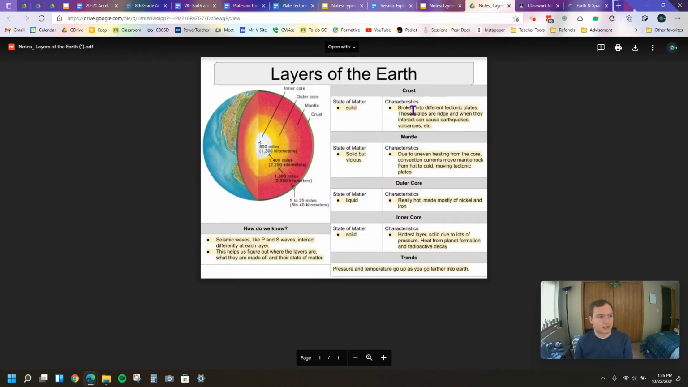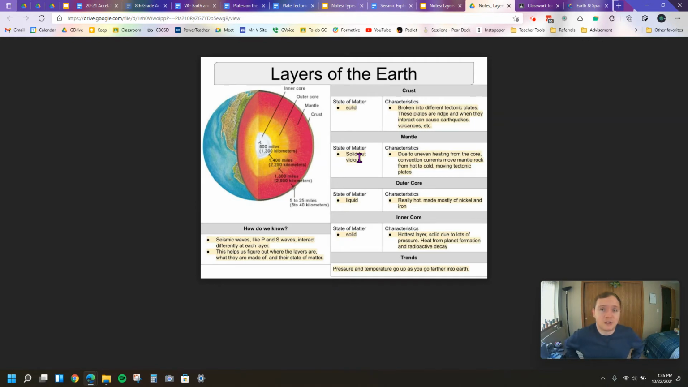So we have our different layers here on the right. And so we have our solid crust, the solid viscous. Viscous means it can flow. So that's when I said in the videos last week, how the mantle is ooey gooey. This is what I mean by ooey gooey. It can flow a little bit, even though it's technically a solid. We have our liquid outer core and then our solid inner core.